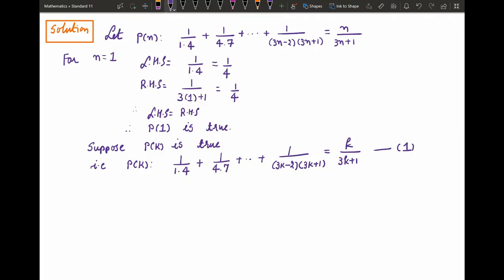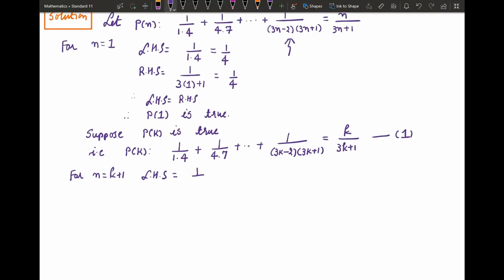Now for n equal to k plus 1, LHS: when we take k plus 1 on left hand side, first k terms will be there plus one more additional k plus 1 term. This is the general term, nth term. In the general term, you take n equal to 1, you will get the first term. When we take n equal to k plus 1, we will get the k plus 1th term. So first k terms we write as it is.